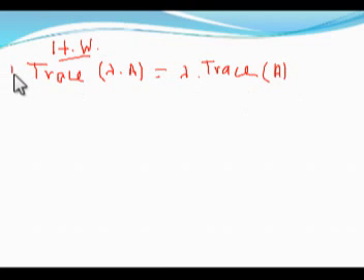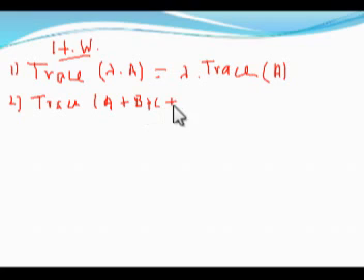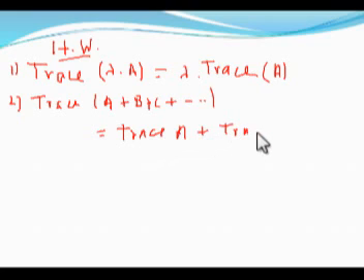Second, a very important property: the trace of two or more matrices, A plus B plus C plus so on, is equal to the trace of A plus trace of B plus trace of C and so on. This also can be very easily proved.